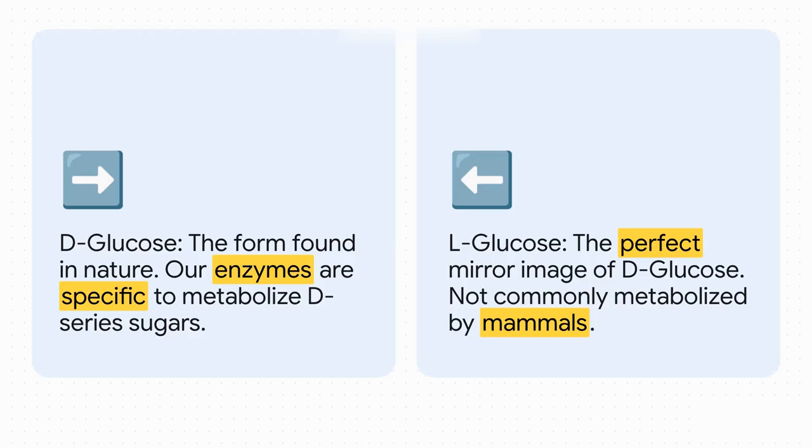Now, one of the coolest types of isomers are enantiomers. Just look at D-glucose and L-glucose. They are perfect, non-superimposable mirror images of each other, just like your left and right hands. And here's the kicker. Our bodies are super picky about this. The enzymes in our cells are built to work with the right-handed D sugars. The L sugars just don't fit, which is why we can't get any energy from them.